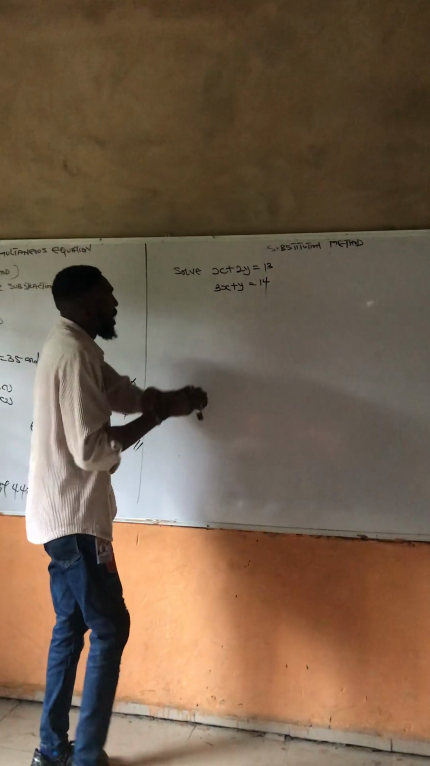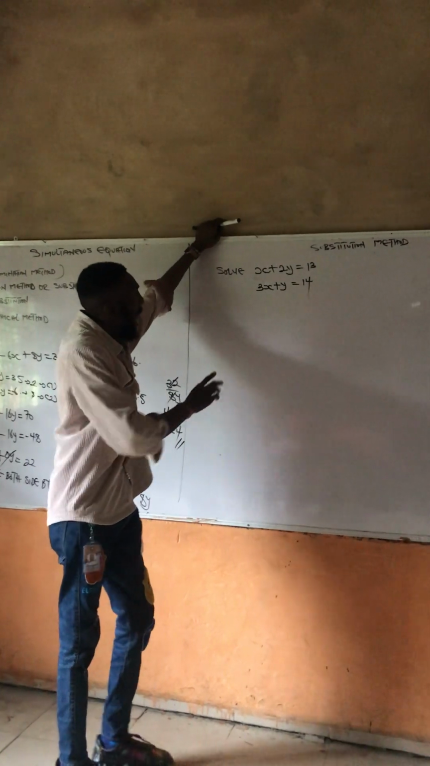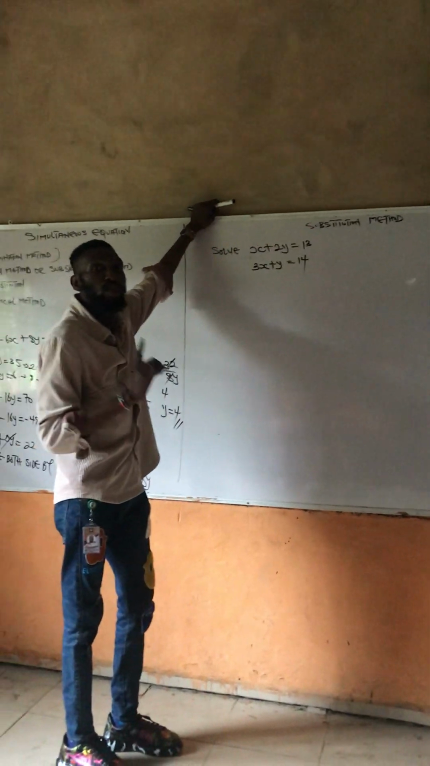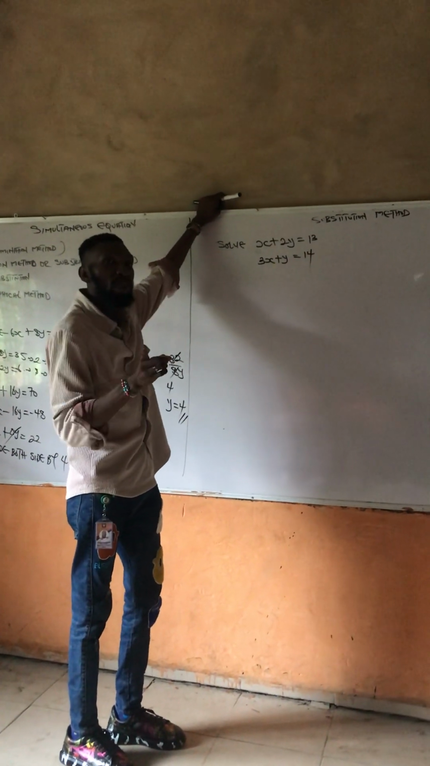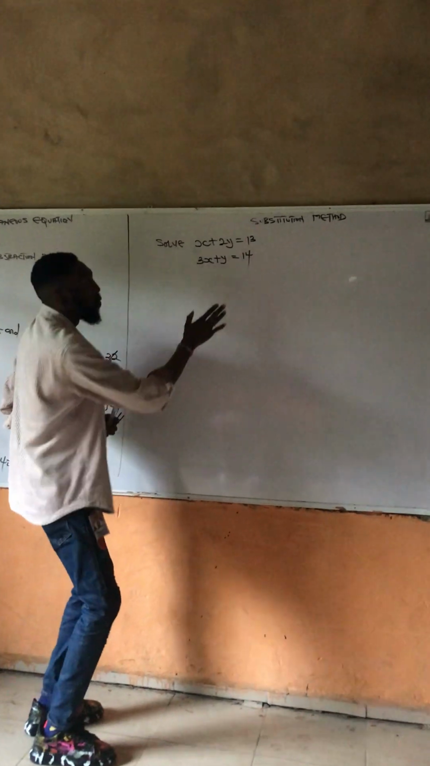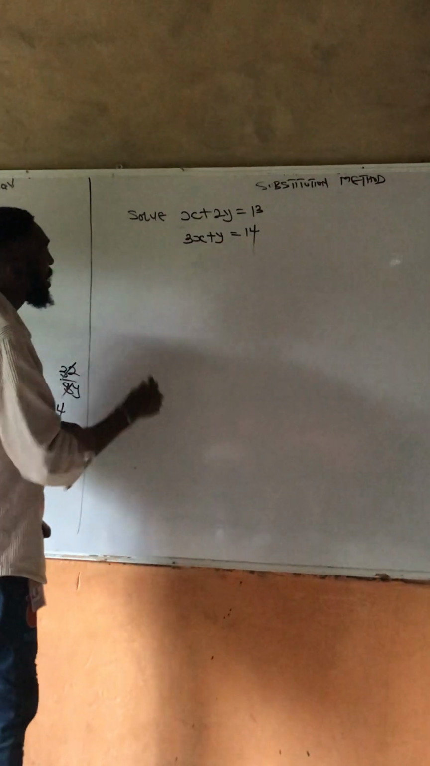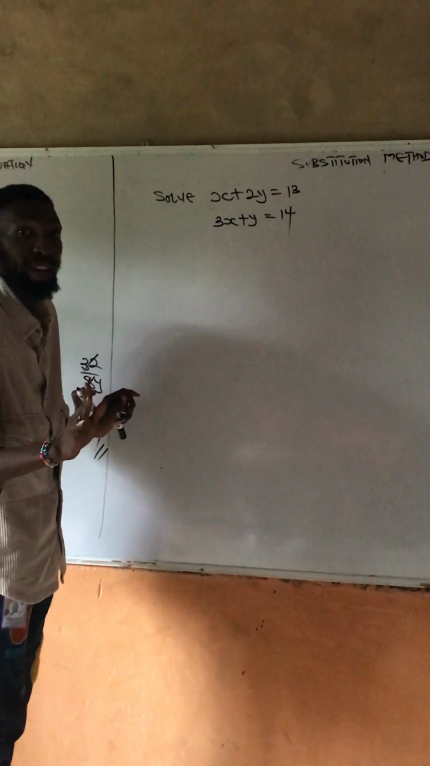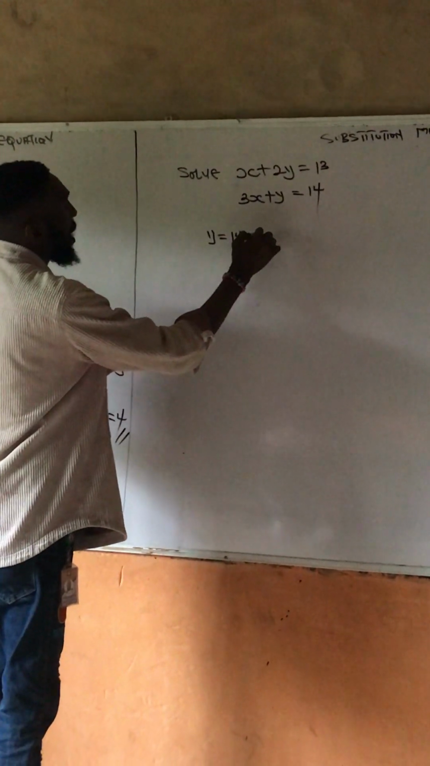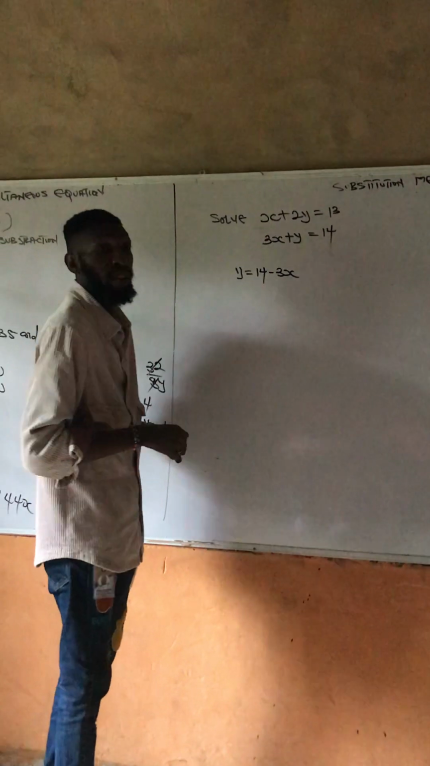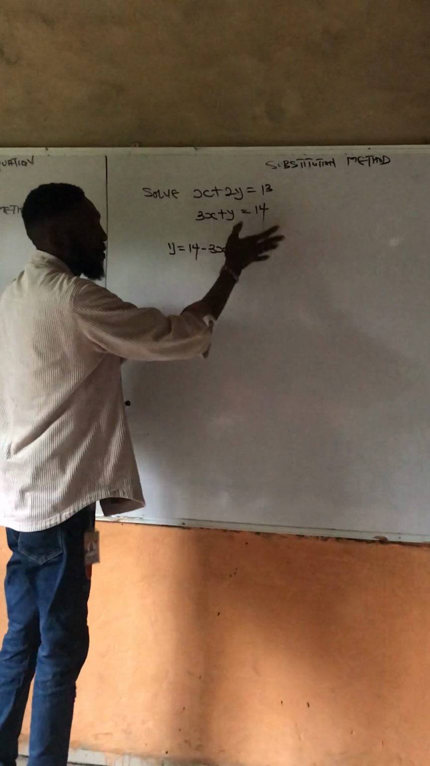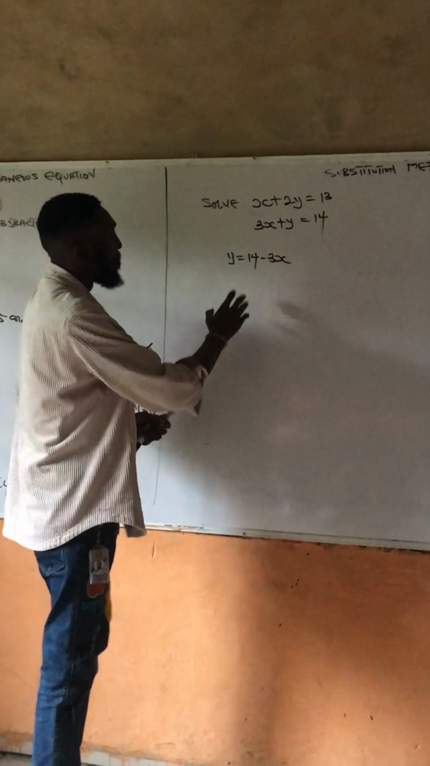Now, what are you going to do first of all? At this place, you are going to isolate one of the variables. In the addition method we did it the first time, but this one we are isolating one. So I'm going to be isolating y, so that y is on its own. It's going to be y equals 14 minus 3x. Why is it y equals 14 minus 3x? Because anytime a plus sign crosses the equals sign, it becomes minus. So that's why there's minus 3x here.